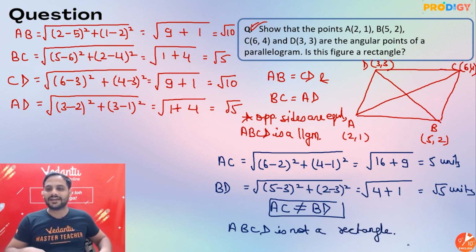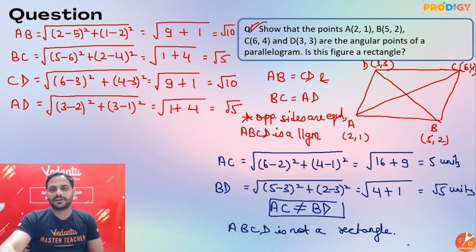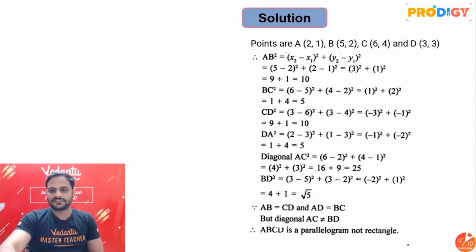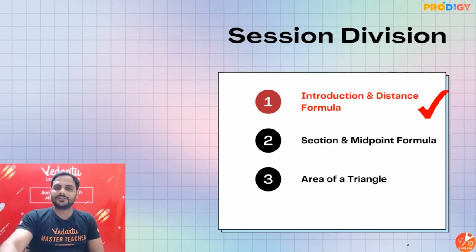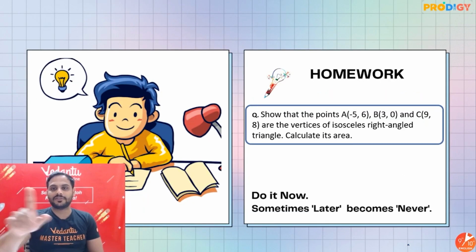Okay, that is why I can say ABCD is not a rectangle, because diagonals are not equal. And if I would have got diagonals as equal, I can definitely say it is a rectangle. Okay, bacha. So this is how this question will be done. All right. So with this, we are done with all the important questions from distance formula.